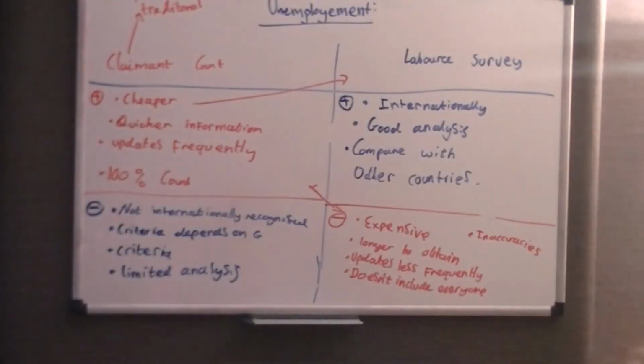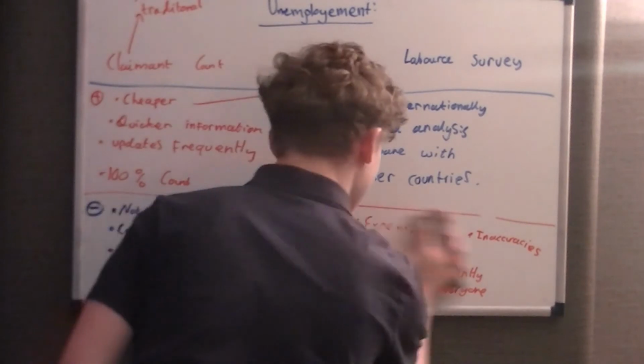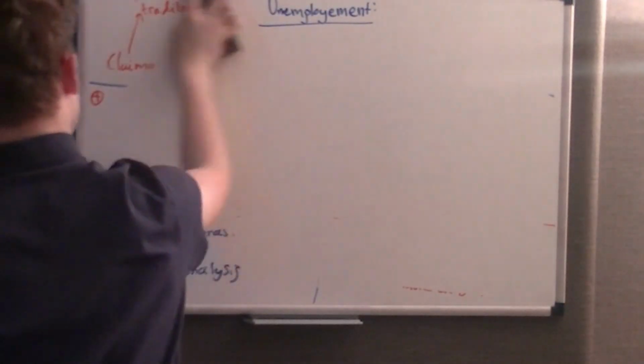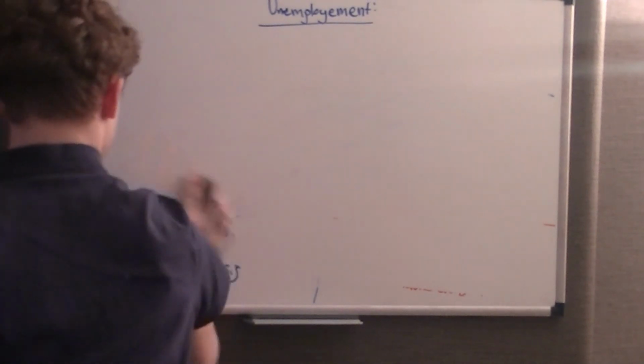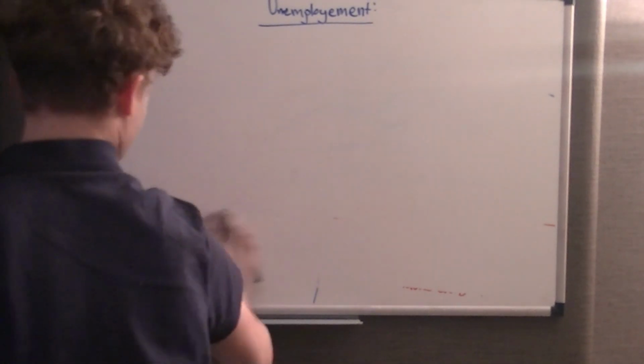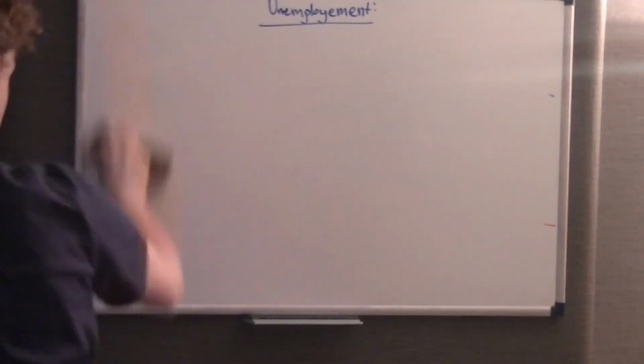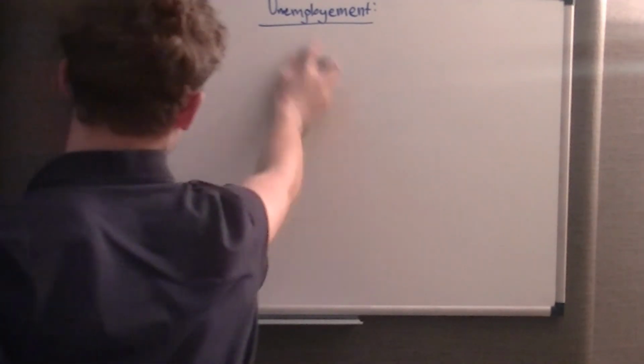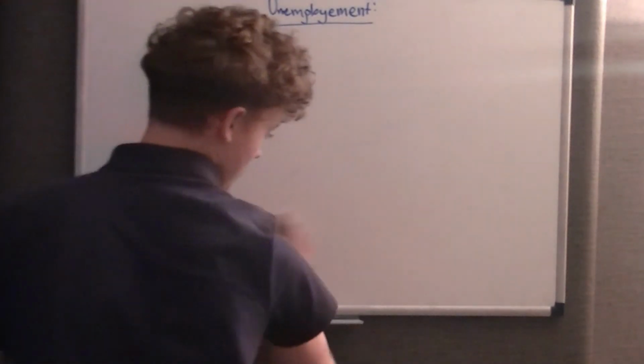We're going to dig a little bit deeper now, so I'm going to rub this off. Just to go over that again, claimant count is linked to the government, so you can get the information a lot quicker. It's cheaper to set up, and it counts everyone. However, it's not internationally recognised, so you can't compare over time because of this.